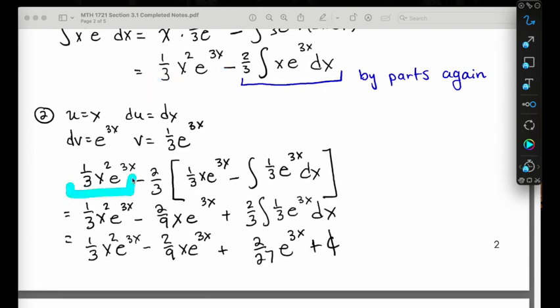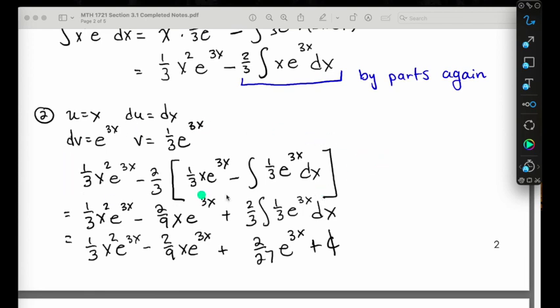So this part here, I'm going to carry down. That's this part right here. And then I'm going to minus 2/3. And then inside here will be my second integration by parts from this integral right here. So I'm going to take my u times my v, that's this part right here, for my second integration by parts. Here's my v, here's my u, and when I multiply them together, I get 1/3 x e to the 3x minus the integral of v du. So here's my v, and here's my du.